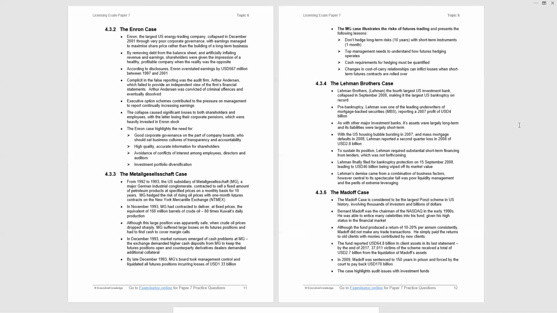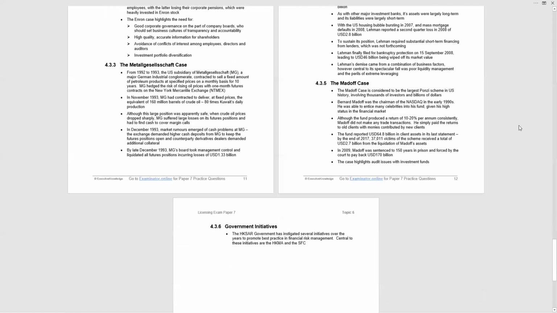But the major point highlighted by the Madoff case is audit issues with investment funds, because the audit was obviously not appropriate. Nobody was alerted to the problems, and the shareholders, and indeed investors, should have been warned, should have been informed of the perilous case that the fund was in way before the problems arose.